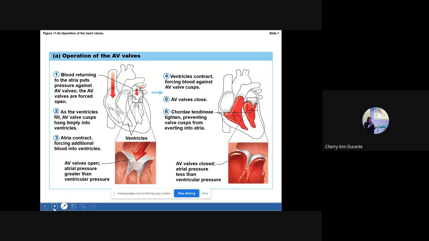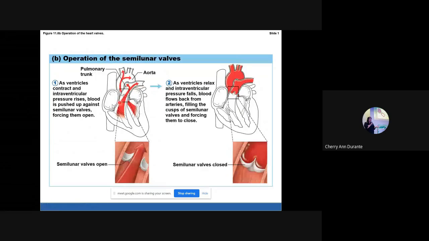Now, what about the semilunar valves? Once the ventricles are filled with blood, it forces your semilunar valves to open. That causes the blood to be pumped out of the heart, and the valves also make sure the blood stays out by closing off. As you can see here, they close. The blood goes out, and these two close. That is the pumping mechanism, or the mechanism of the semilunar valves.